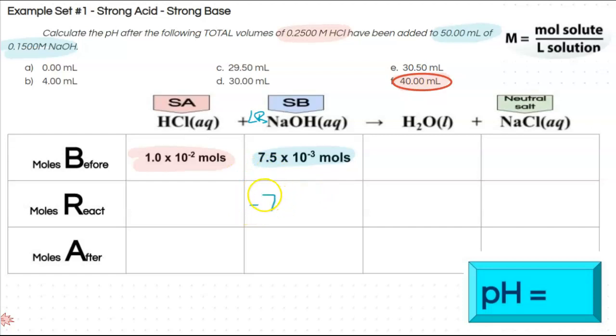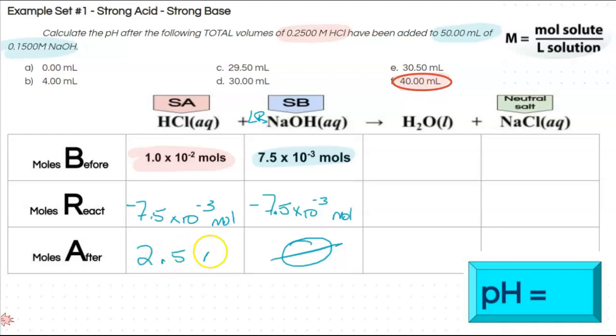So I use 7.5 times 10 to the negative third moles of the base, and I use up the same amount of acid. So minus 7.5 times 10 to the negative third moles of the acid is used. All of my base is completely gone, and that leaves me with 2.5 times 10 to the negative third moles of my acid.